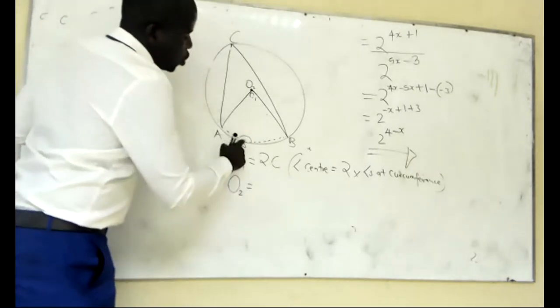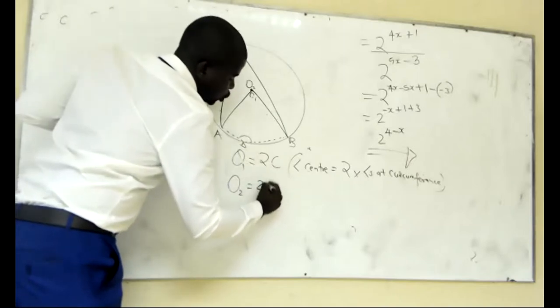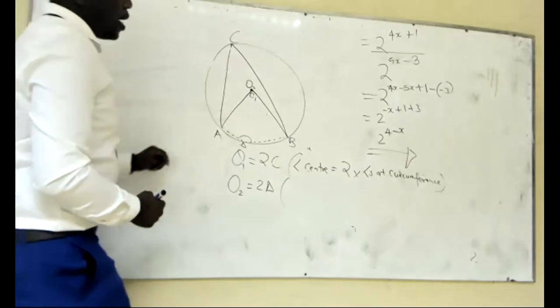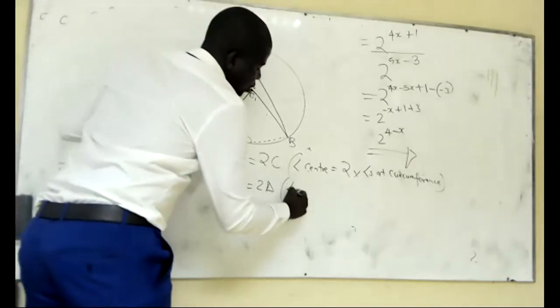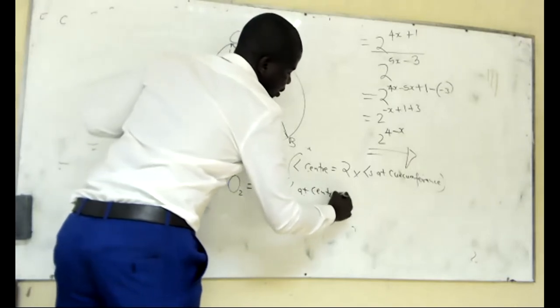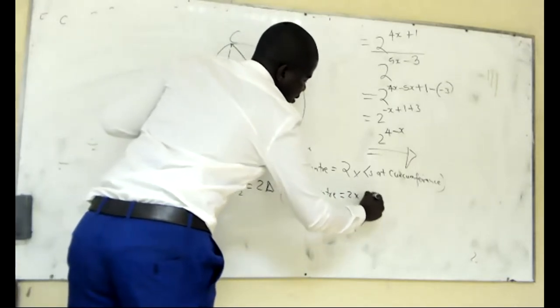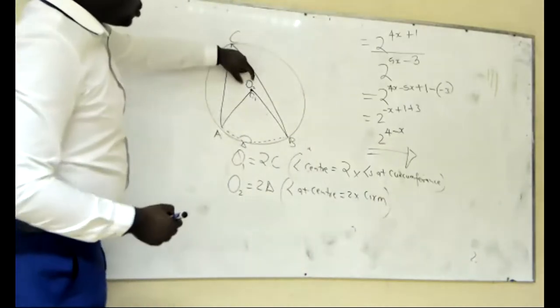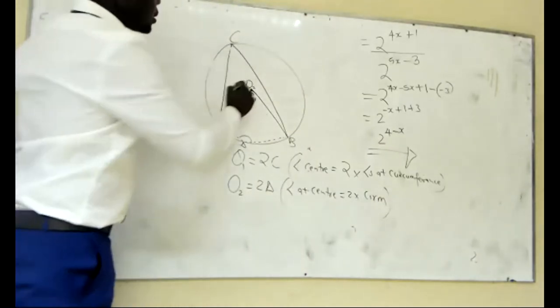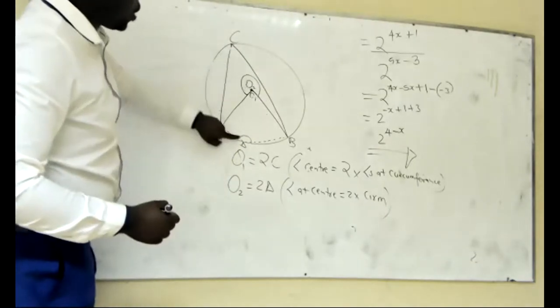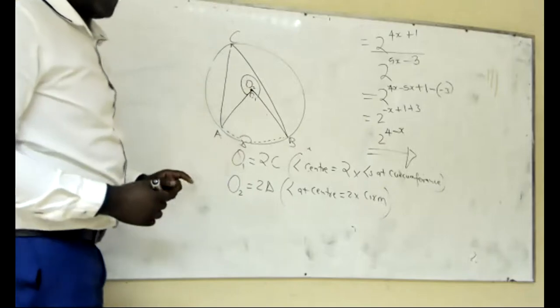So O2 will be equal to 2D. Why will O2 be equal to 2D here? Again, we use the same theorem: the angle at the center is twice the angle at the circumference. So it's the same reason. But now, the angle we used here is this big angle here, which is O2. So O2 is equal to 2 times D.